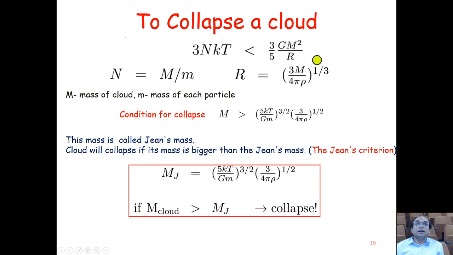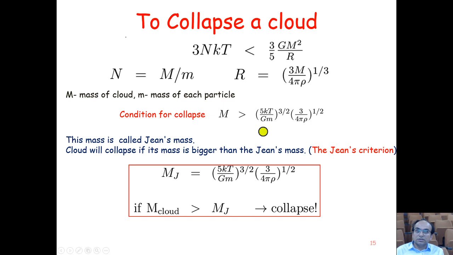What we need is that 3NkT has to be less than 3/5 Gm² over R. So here N is a density, that is the total mass and the mass of each particle, so R in terms of the density is something like this. So the condition for the collapse is that M, the mass of the cloud, has to be greater than this value, that is (5kT/Gm)^(3/2) times (3/4πρ)^(1/2).